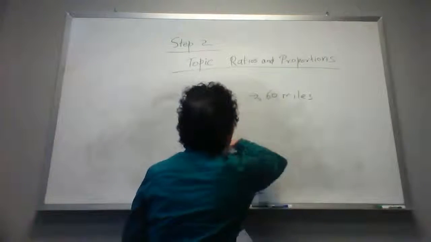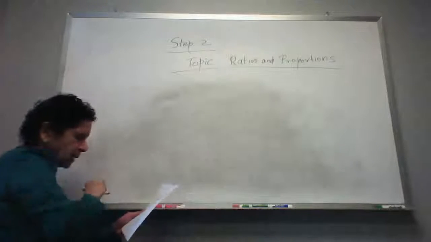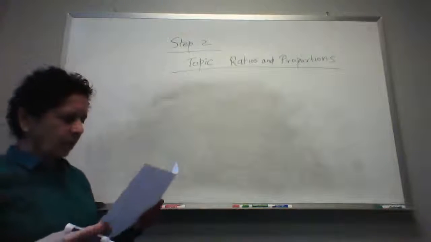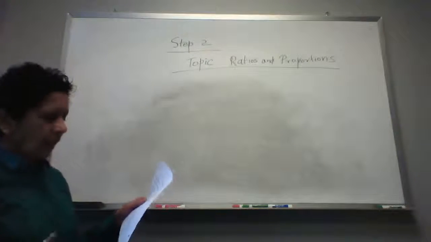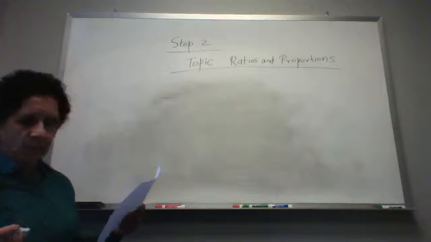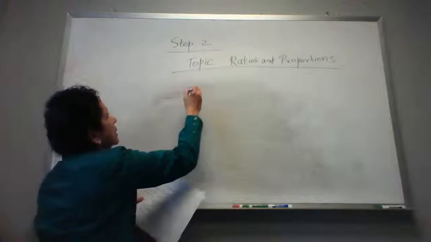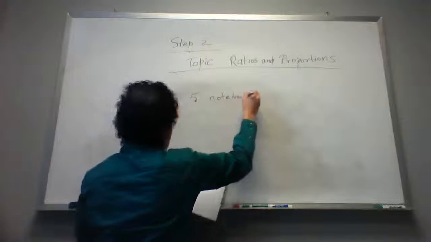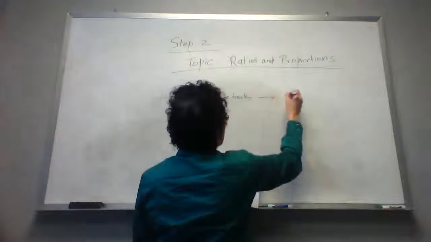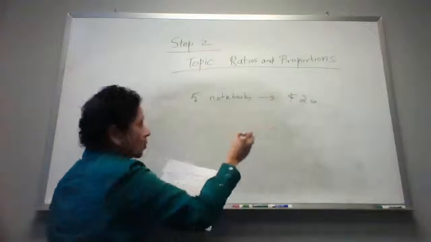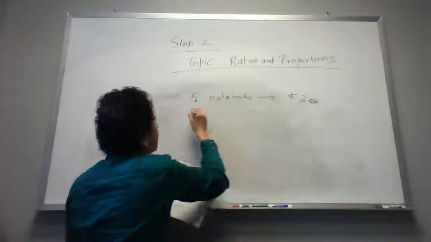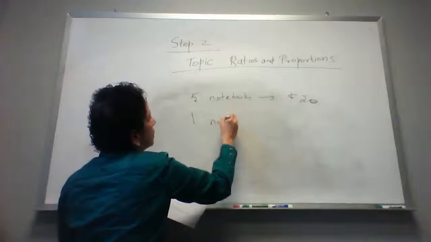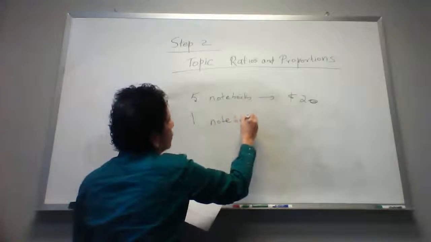So next problem, it says that if you spent $20 and bought 5 notebooks, how much did each notebook cost? Okay, so you can set it up like this. You got 5 notebooks, and you have paid for that, $20. And then the question is asking for one notebook, how much you have paid.